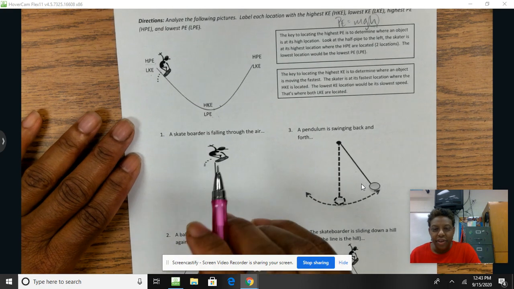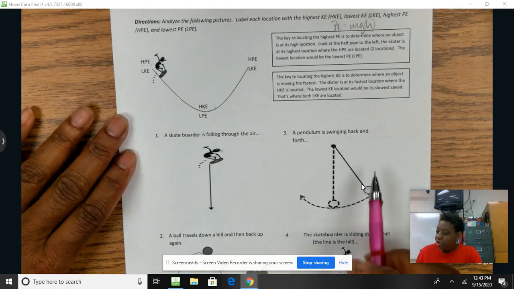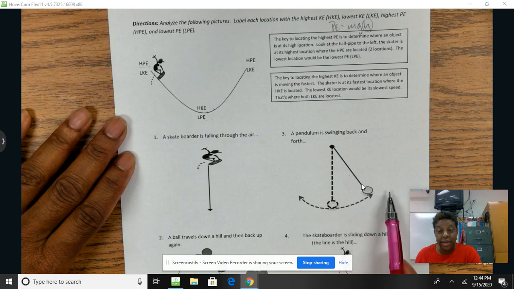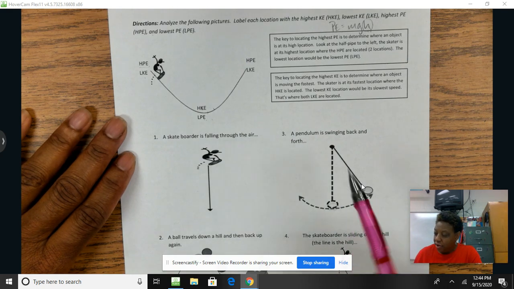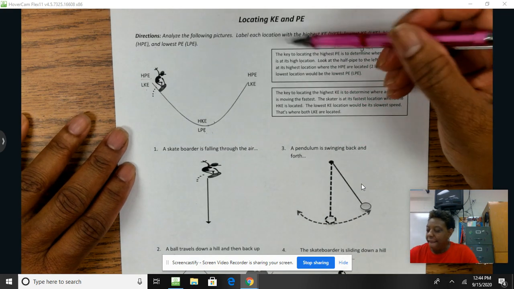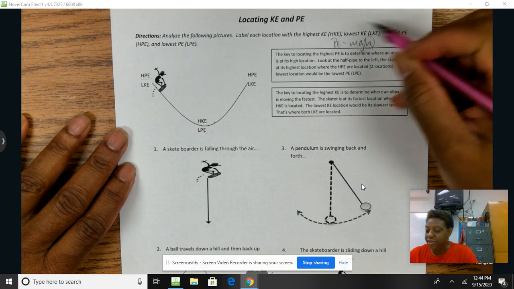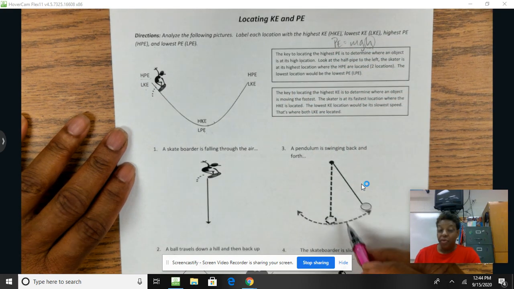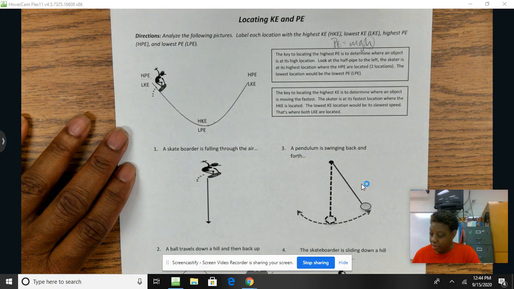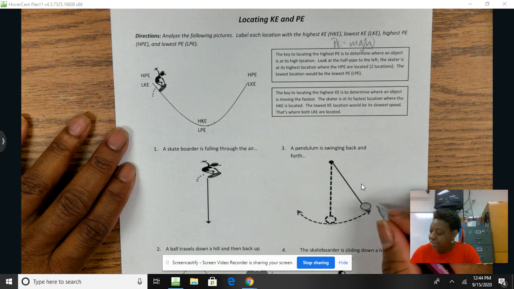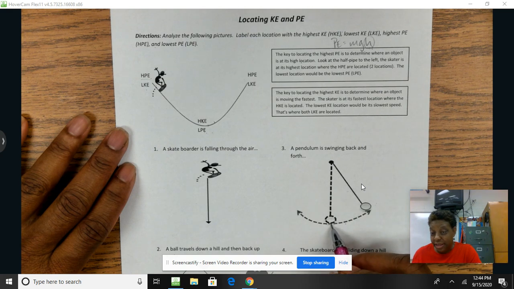So based on that, we're going to look at these other scenarios. So I just walked you through a pendulum swinging scenario. So here it's asking you to label each location with the highest kinetic energy and the lowest kinetic energy, highest potential energy and the lowest potential energy. So based on what I just did with you, this point, if it's moving, this is the highest potential energy, the lowest kinetic energy. This would be the highest kinetic energy, the lowest potential energy, right?